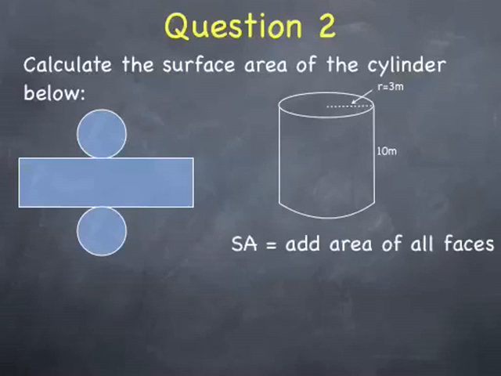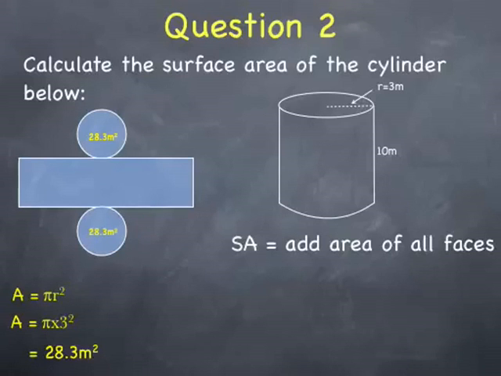Alright, let's start doing some calculations now. The surface area equals add the area of all the faces. We're going to start with the circles. Let's calculate the area of those circles. They're both the same size. So the area equals pi r squared. And according to the original diagram, the radius equals 3 meters. So it's pi times 3 squared, equals 28.3 square meters. So the circles are both 28.3 square meters each.